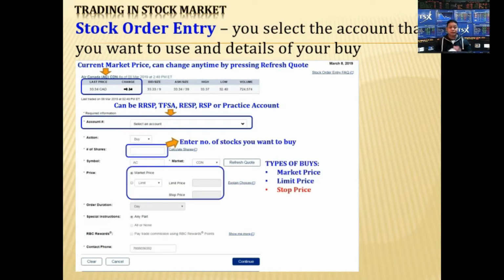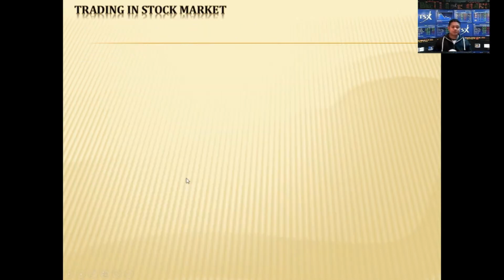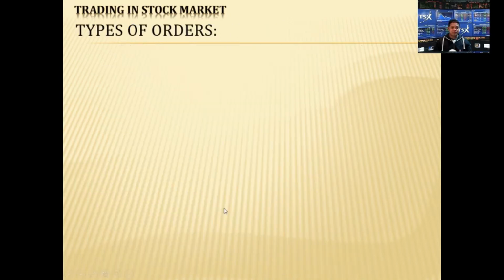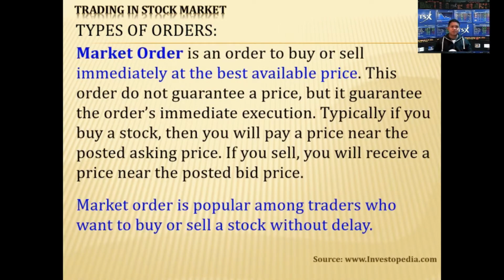Now mga kababayan, there's three types of buy. There's a market price, there's a limit price, and there's a stop price. So these are the type of buys or type of orders. This is applicable both for buying and selling. First is market order. Market order is an order to buy or sell immediately at the best available price. In short, market order is you want to buy the stock now at its current price. You're willing to pay for the stock at its current price. Guarantee the order's immediate execution.